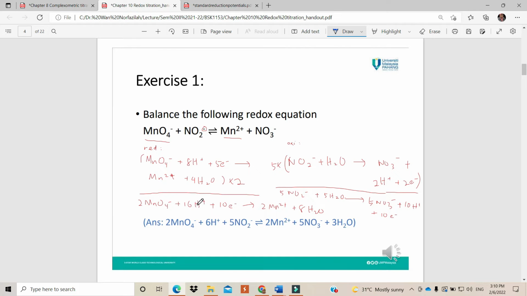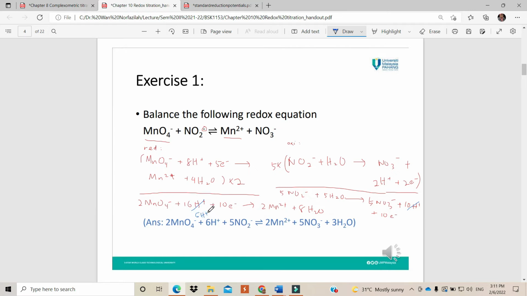Next, we look at the H plus. Is there any H plus in the oxidation? Yes, but make sure this one is a reactant and this one is a product. Baru boleh cancel out. Kalau both in reactant, we need to add them. Kena tambah. Kalau dua-dua dalam reactant, kita kena tambah. Kalau dua-dua dalam produk, kita kena tambah. Tapi kalau salah satu as a reactant, another one is a product, we need to cancel them out. Okay, so we have 16H plus in the reduction as a reactant. And we have 10 H plus as a product in the oxidation. We can cancel them. But we still have remaining 6 H plus here.